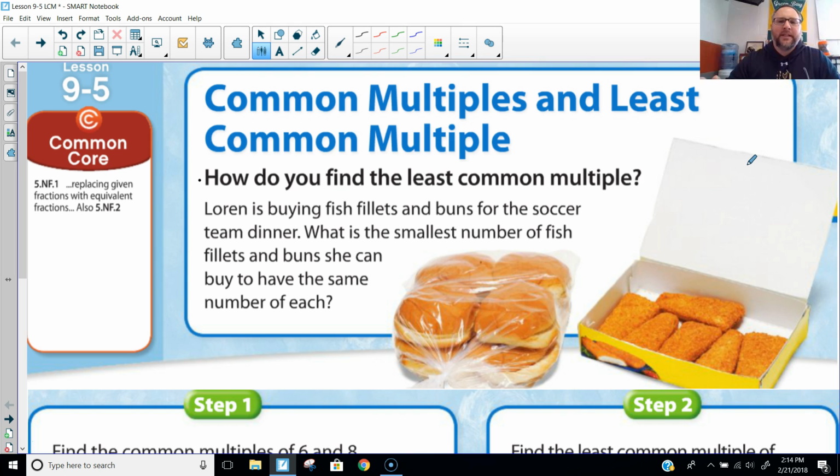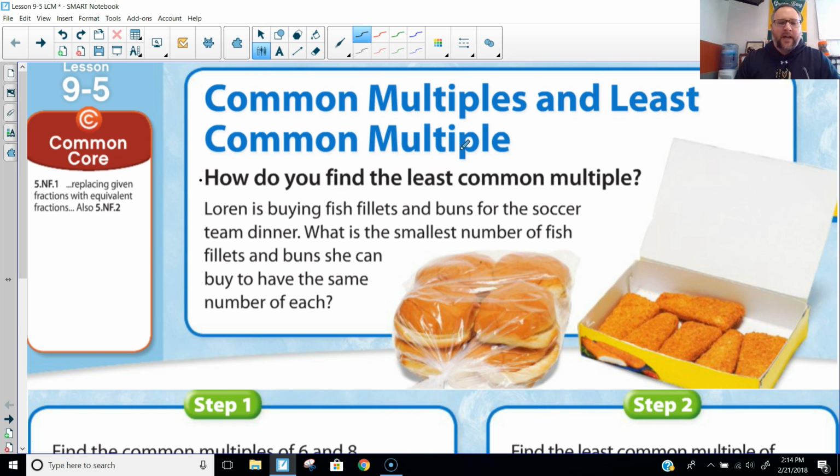Today we will be focusing on common multiples and least common multiples. And finding the common multiples, and in fact the least common multiple, is the first step of adding and subtracting fractions. So we need to know this skill in order to add and subtract fractions. So our focus question today is, how do you find the least common multiple?